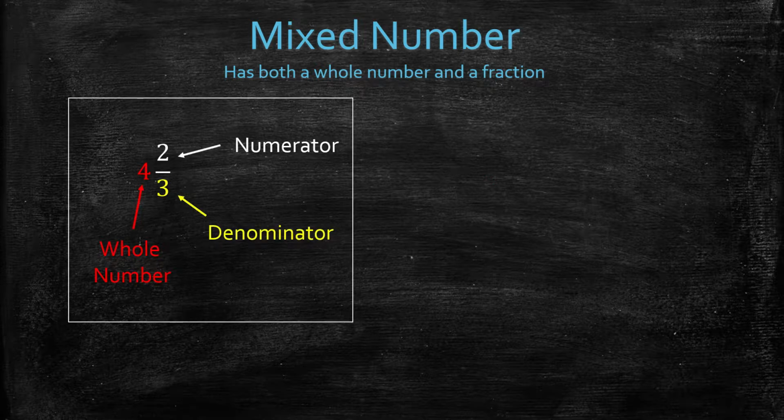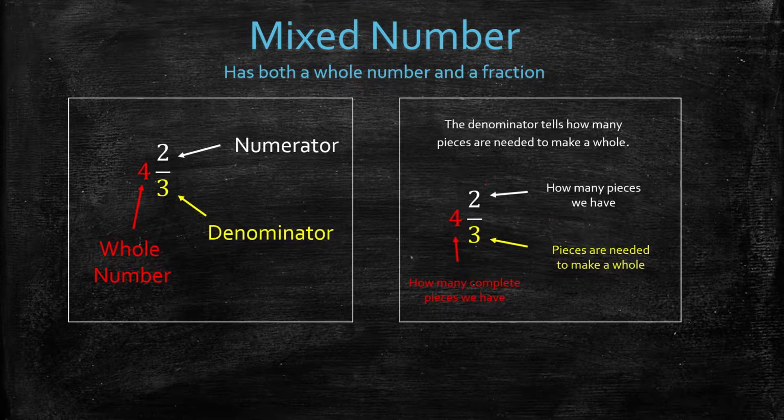As we look at this example here, in the red, you have the whole number, and then on the top of the fraction, you have the numerator and your denominator. So you have all the parts of it. You have the whole number and you have the fraction. Remember, the denominator, the one on the bottom, tells you how many pieces are required to make a whole. The numerator, the top piece, tells you how many pieces you have, and then the whole number is how many completed pieces we have. Meaning if I had 3 over 3, that is one whole.